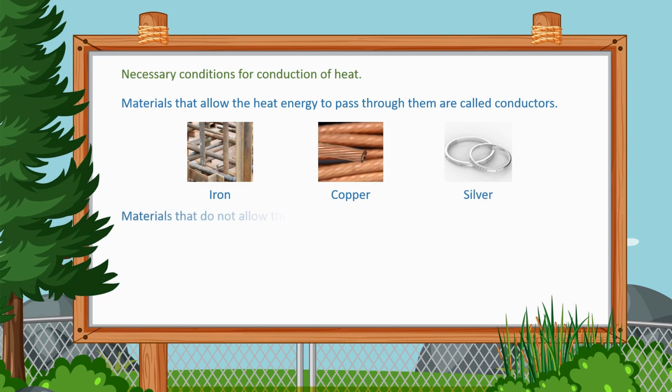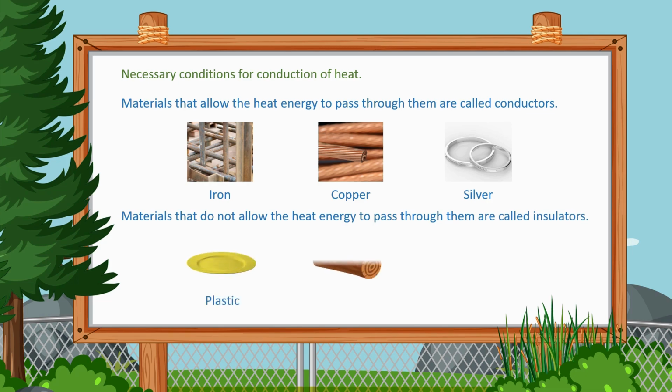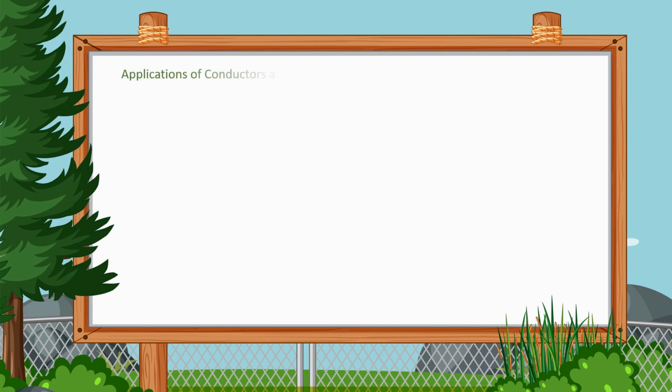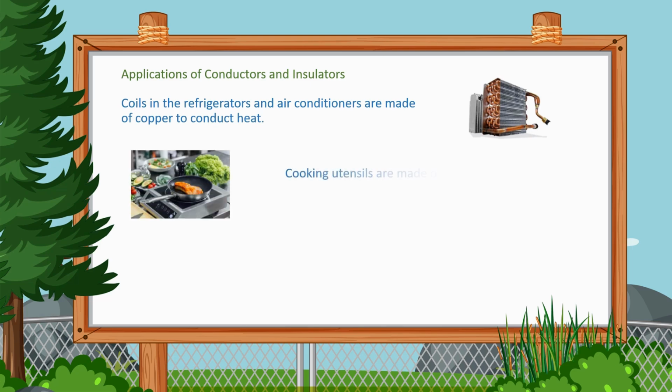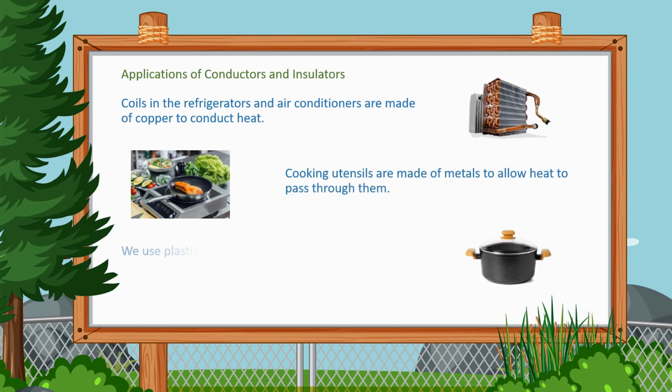Materials that do not allow the heat energy to pass through them are called insulators. Plastic, wood, paper. Applications of conductors and insulators. Coils in the refrigerators and air conditioners are made of copper to conduct heat. Cooking utensils are made of metals to allow heat to pass through them. We use plastic and wooden handles in our cooking utensils to avoid the transfer of heat from the utensils.